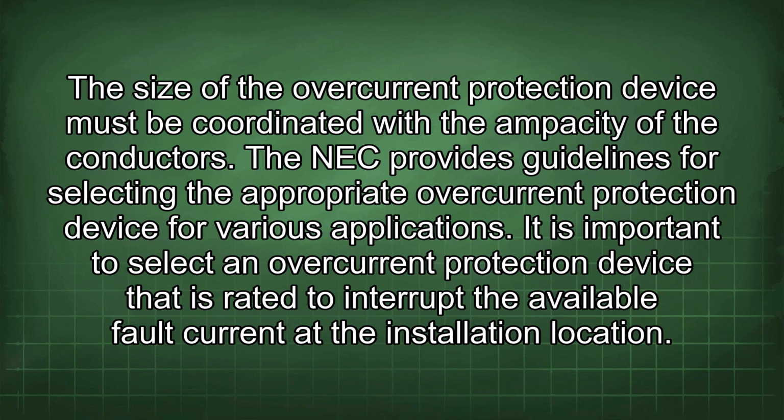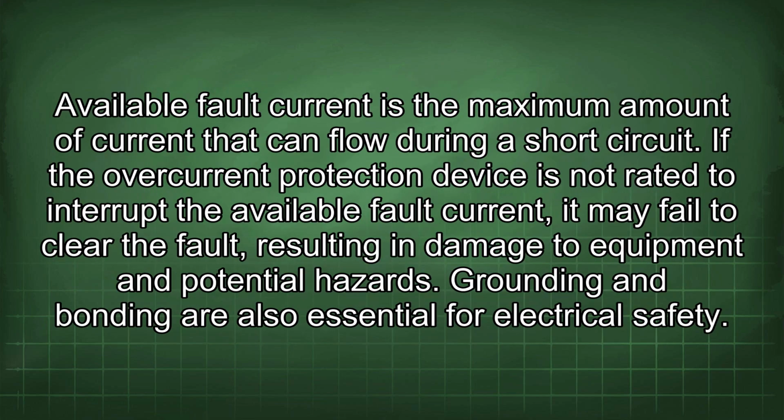It is important to select an overcurrent protection device that is rated to interrupt the available fault current at the installation location. Available fault current is the maximum amount of current that can flow during a short circuit. If the overcurrent protection device is not rated to interrupt the available fault current, it may fail to clear the fault, resulting in damage to equipment and potential hazards.